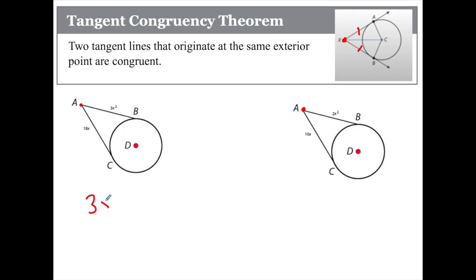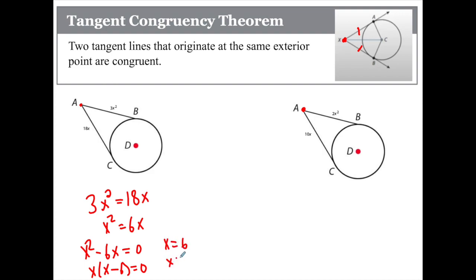So for example, 3x squared is equal to 18x. So x squared is equal to 6x divided by 3. So x squared minus 6x is 0. So x times x minus 6 is 0. So either x is 6 or x is 0, but a 0 length wouldn't really make sense here. So x is 6, and you can see plugging in, if you were to do 18 times 6, right? Like if you were to plug it into your calculator, you would get, I believe, 108. I'll do that real quick.